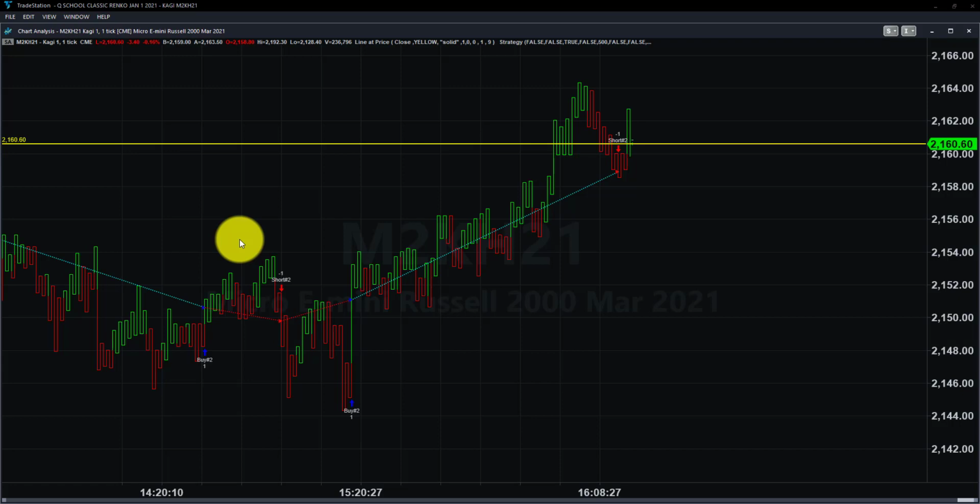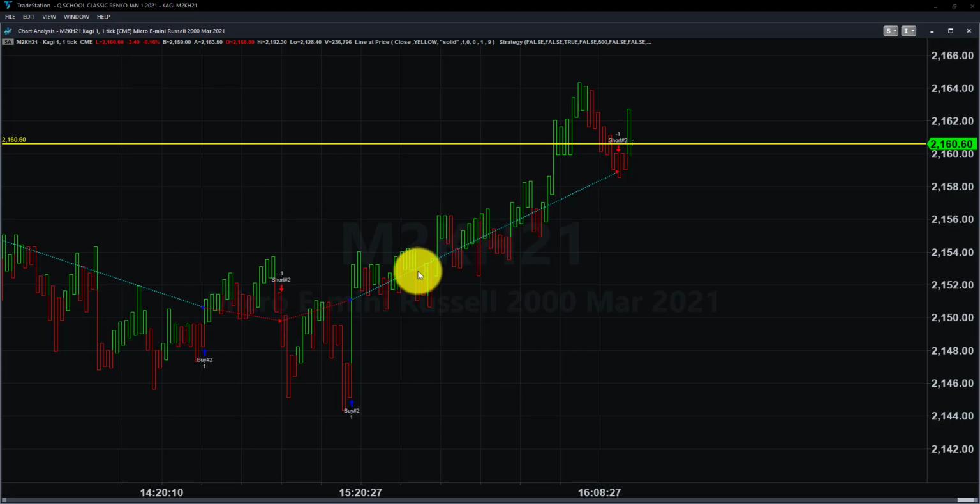This is a Kagi chart. It is a Kagi chart of the Russell 2000 micro futures contract, which is one-tenth the size of the mini contract. A Kagi chart, it's a tick chart. It's running 1.1 tick. And I like to run Kagis on very small increments, because much like a sewing machine, it just stitches the price along.